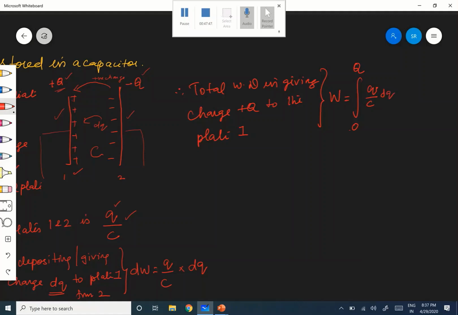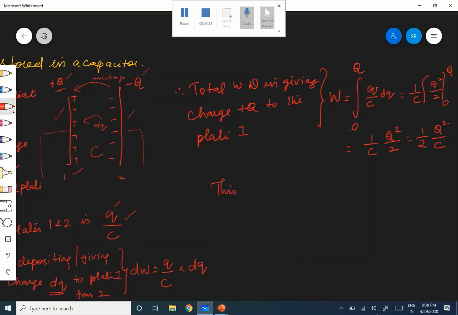Okay, therefore what is that? That is nothing but Q by C. Therefore it is Q dq by C. Integrating Q dq gives Q squared by 2. What is the limit? 0 to Q. Therefore that is nothing but 1 by C times Q squared by 2, that is half Q squared by C. This is the total work done.